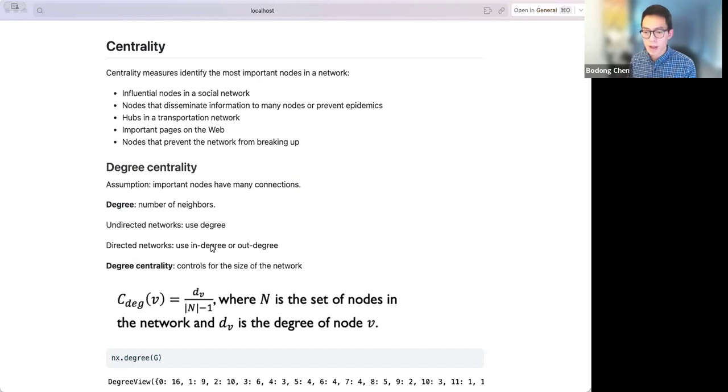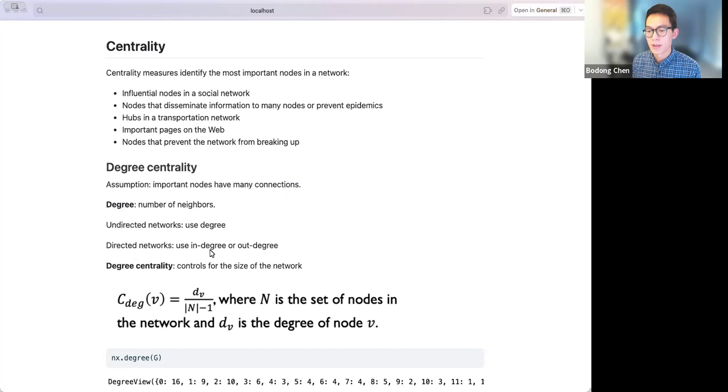For a directed network, there are two different kinds of degree. One is in-degree, which is about how many edges are pointing towards this node, versus out-degree, which is how many edges are pointing outward from this node. So they're a bit different.